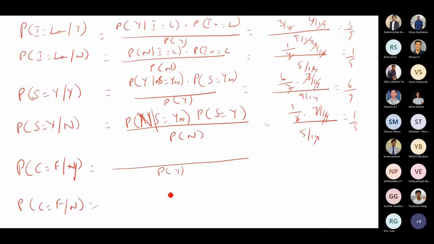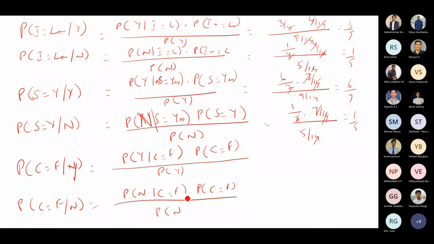This is probability of yes. Here it is probability of no. Here it is probability of credit rating is equal to fair. This is probability of yes given credit rating is equal to fair. This is probability of no given credit rating is equal to fair. So we had this denominator as 9 by 14. This one as 5 by 14.